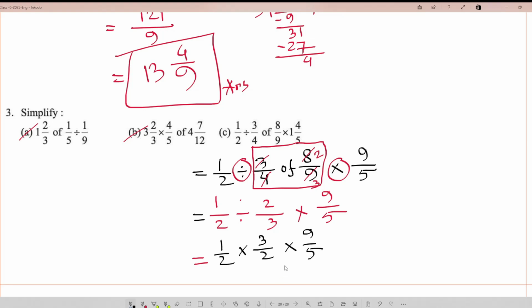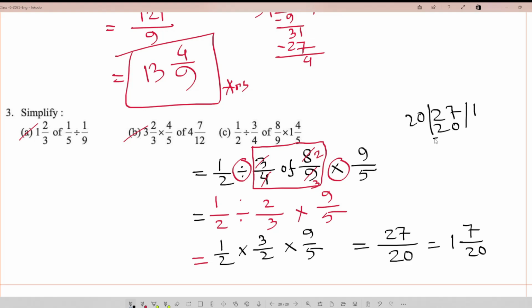So look, here is nothing we can divide. So 2 times 2 is 4, 4 times 5 is 20, and 9 times 3 is 27, because 27 times 1 is 27, so no change. So 27 by 20 we can write 7 by 20. How? Because 27 divided by 20, so 1 time 0, so the remainder is 7. So 7 by 20 is our answer.